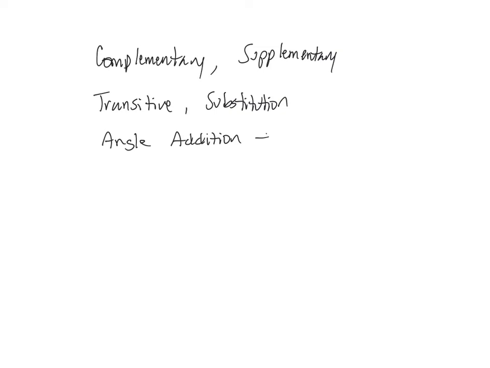And really this one is to introduce angles not already in the problem. So if you're using transitive and substitution, the information that you need is already there because it was given to you, or some other step that you did before.